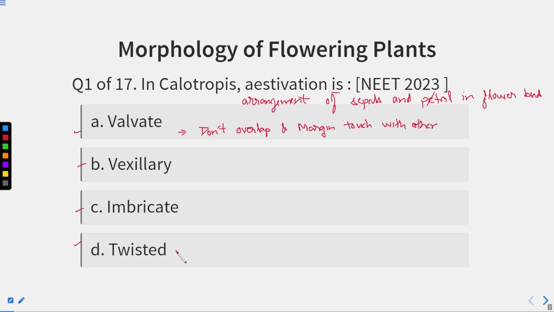Now let's talk about twisted estivation. What happens here? The sepals or the petals, they overlap. They overlap, but in a regular fashion. Okay, the sepals and petals overlap, but in a regular manner, you can say. Now, let's talk about imbricate estivation. In imbricate estivation, what happens? The sepals and petals again overlap, but in an irregular manner.